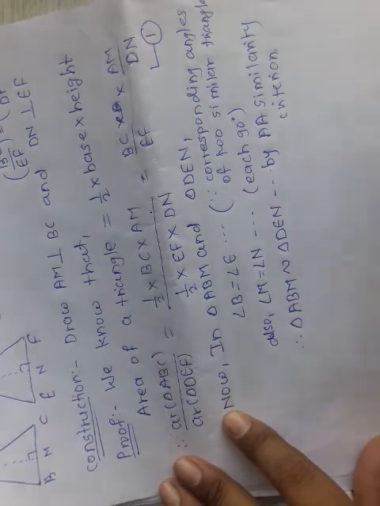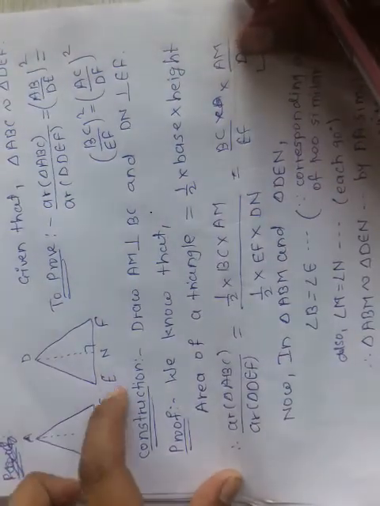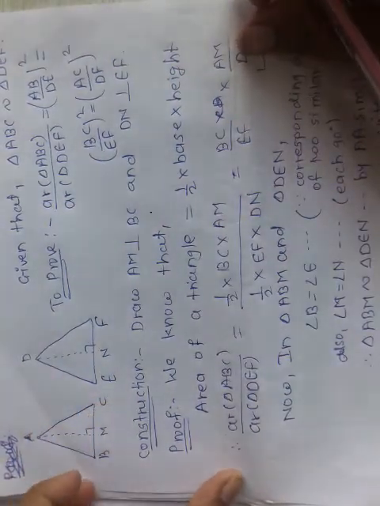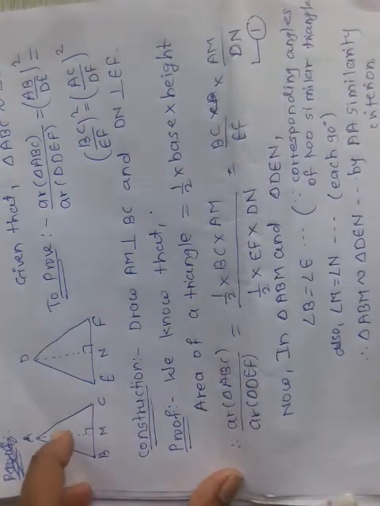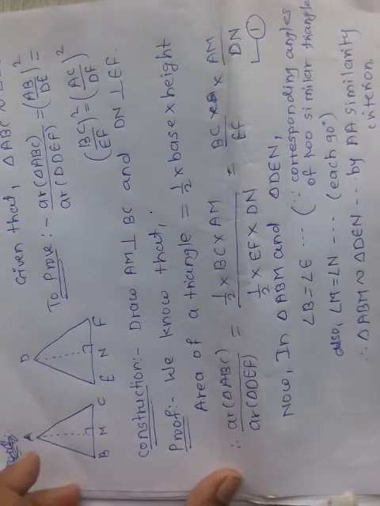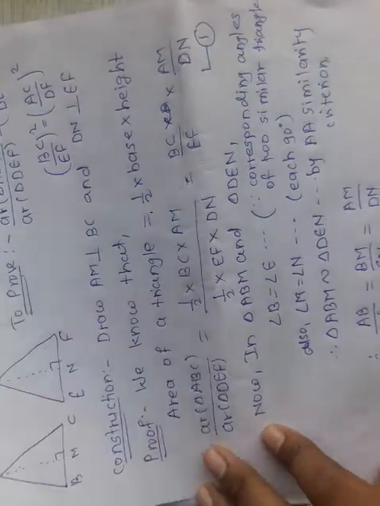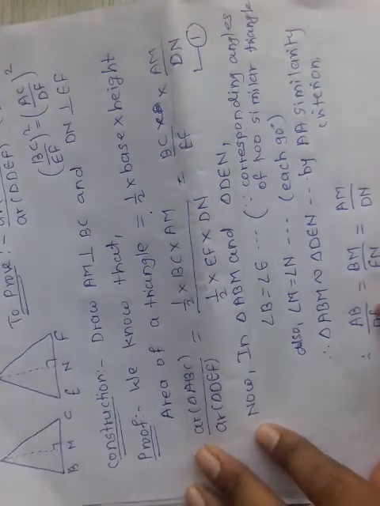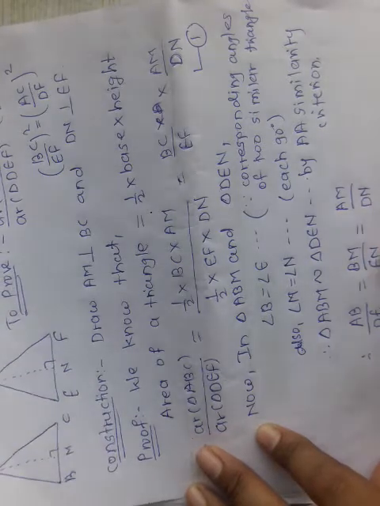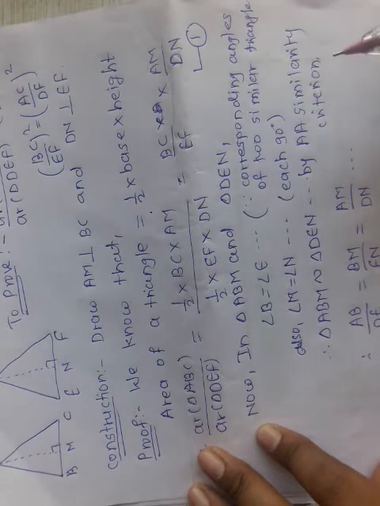If two triangles are similar to each other, then their corresponding sides are proportional, and therefore we can take the side ratio like this: AB upon DE in triangle ABM and triangle DEN. AB upon DE is the first pair, which is equal to BM upon EN, and the second pair is equal to AM upon DN. So we get the ratio of the corresponding sides like this: AB upon DE is equal to AM upon DN is equal to BM upon EN, since corresponding sides of two similar triangles are proportional.